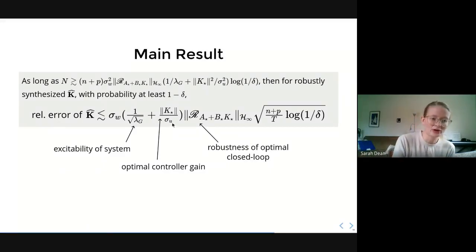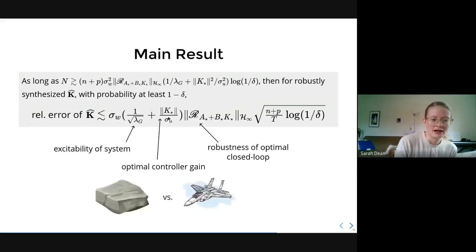And then lastly, I pointed this out before, but the optimal controller gain interacts with the size of the excitation. The classic example is, what does this say about estimating a rock versus estimating a fighter jet? A rock is very stable, it's hard to excite. Even though the optimal controller for a rock would be very robust, it would probably have very low controller gains because you don't need to actuate too much, it's not very excitable. And so that would still result in a larger relative error.